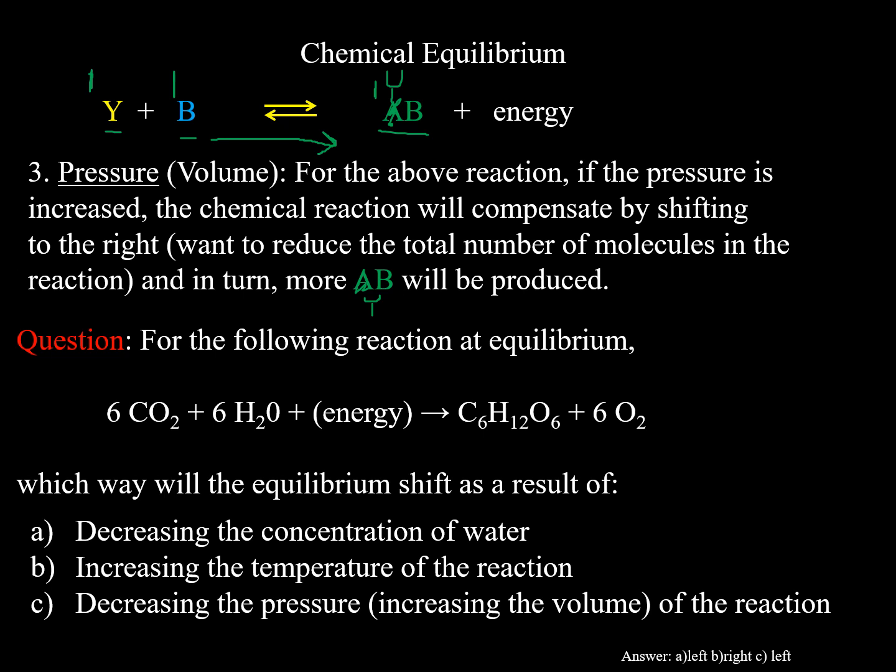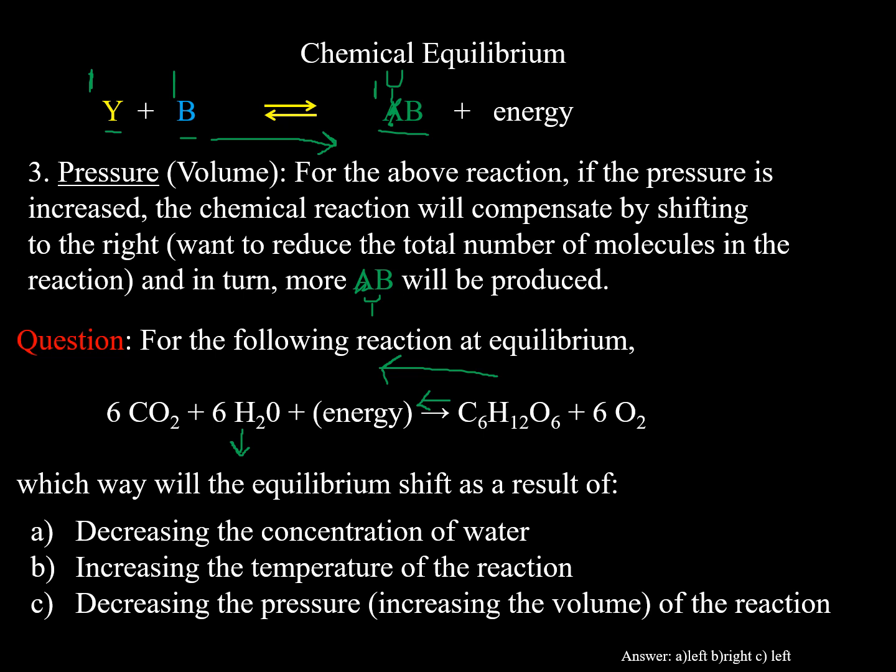So let's look at the following example. This is photosynthesis, if you recall, from biology. Which way will the equilibrium shift as a result of decreasing the concentration of water? So if we remove some water at equilibrium, the reaction will compensate and shift to the left to make up for that lost water. So it should be a shift to the left.